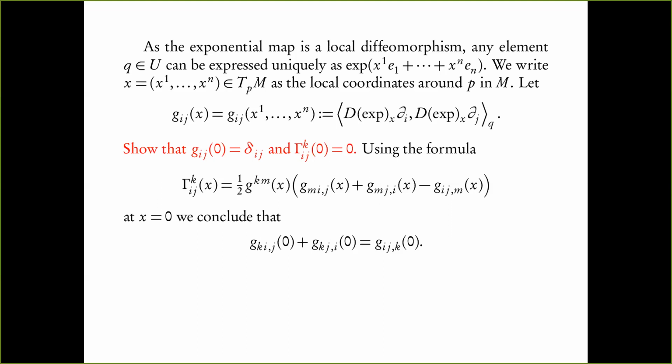Is that okay? So the red line is an exercise that you can calculate. It's a one-line calculation, but then using the computational definition of the Christoffel symbols, you can conclude that g satisfies this identity: g_{ki} differentiated along j evaluated at 0, plus g_{kj} differentiated along x^i evaluated at 0, is equal to g_{ij} differentiated along k evaluated at 0. Okay.